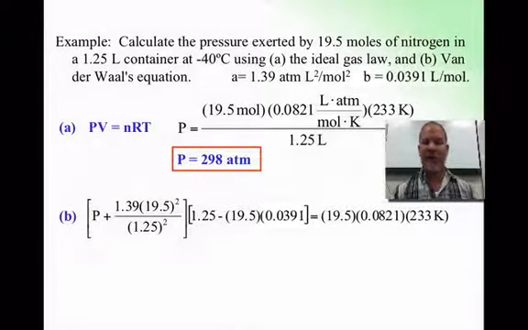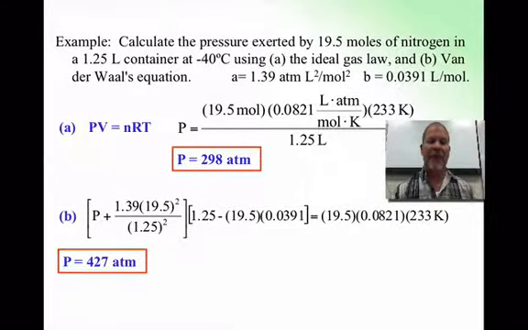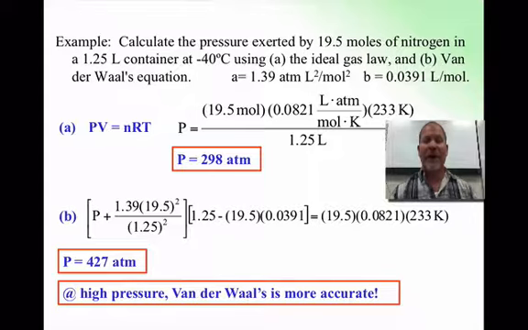And so in this process, a little more math is involved, actually simplifying the process out, and you end up with 427 atm. So as you can actually see here, van der Waals equation was more accurate because we had low temperature to anticipate a high pressure.